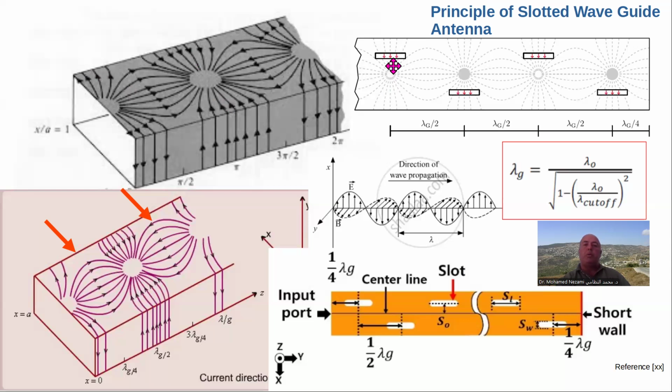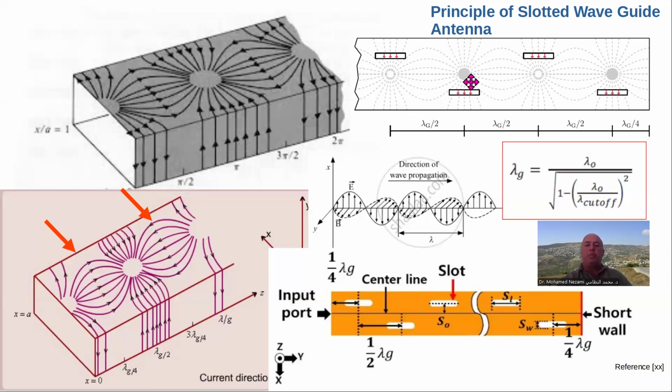So that's why we place these slots alternately, to take advantage of the phase shift as a result. And you end up with a linear array of dipoles, basically, that will radiate and that are spaced at a half waveguide wavelength, okay? So that's the principle. It's pretty simple.